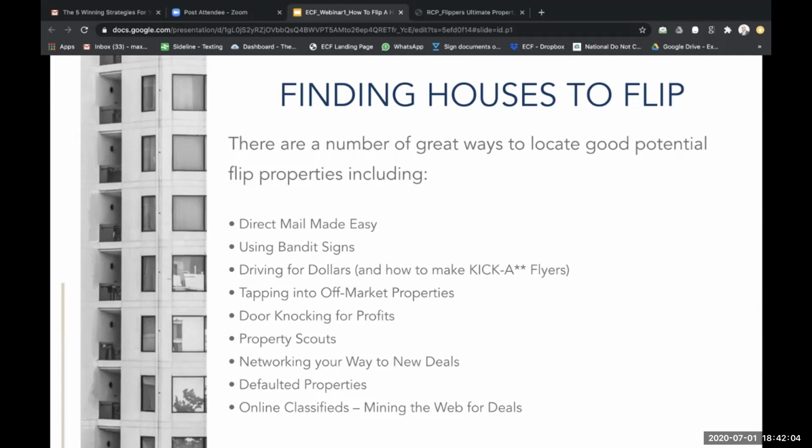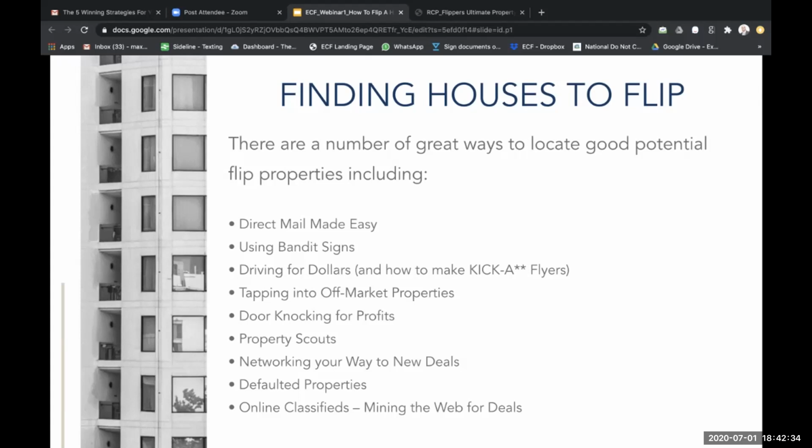We can connect you with some mailer campaign companies. Using bandit signs, put them on the grass, on the local grass on the side street or the sidewalk. "We buy ugly houses," or "We buy houses or properties for all cash." Put your number on there. A simple little one-sentence slogan with your number on it is a great idea for lead generation.